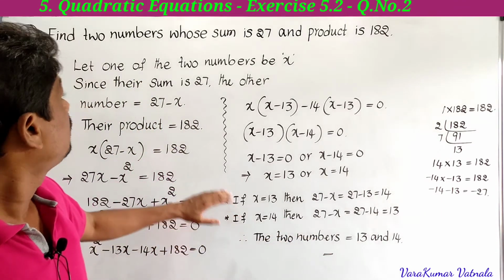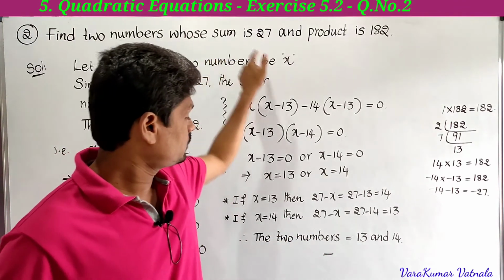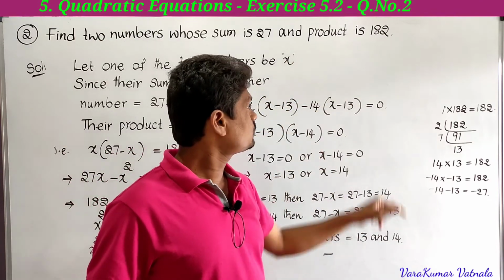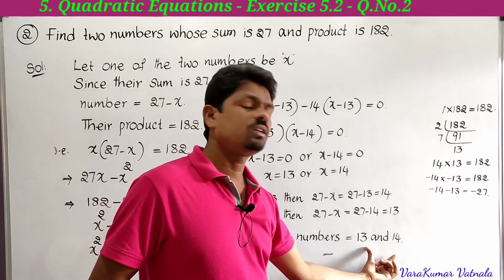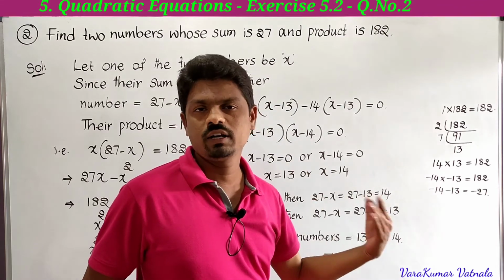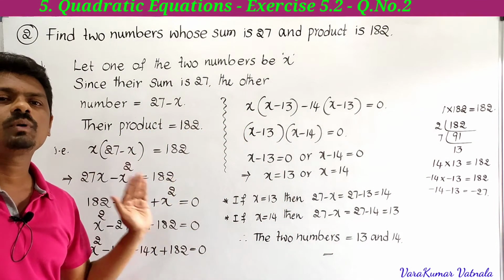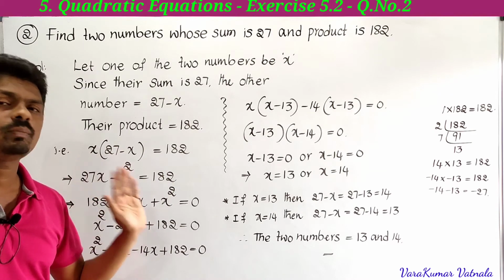Once check, their sum is 27. 13 plus 14 is 27. Their product is 182. If you multiply 13 and 14, we get 182. So like this we can solve. This is the second problem in the 5.2 exercise.